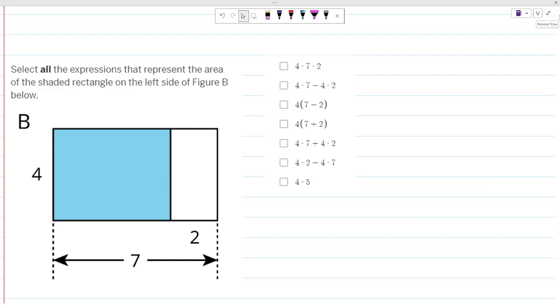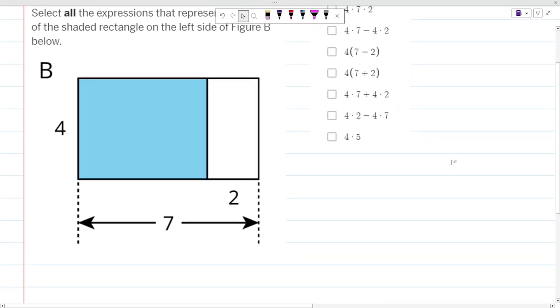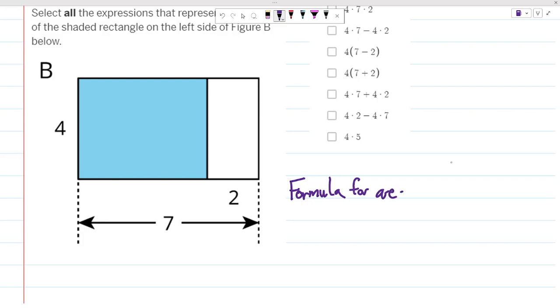Okay, so first let's remind ourselves, how do we find the area of a rectangle? So our formula for the area of a rectangle, that's area is base times height, or you might see it as length times width. And what is going to be, you think, the strategy for finding the area of this blue rectangle?